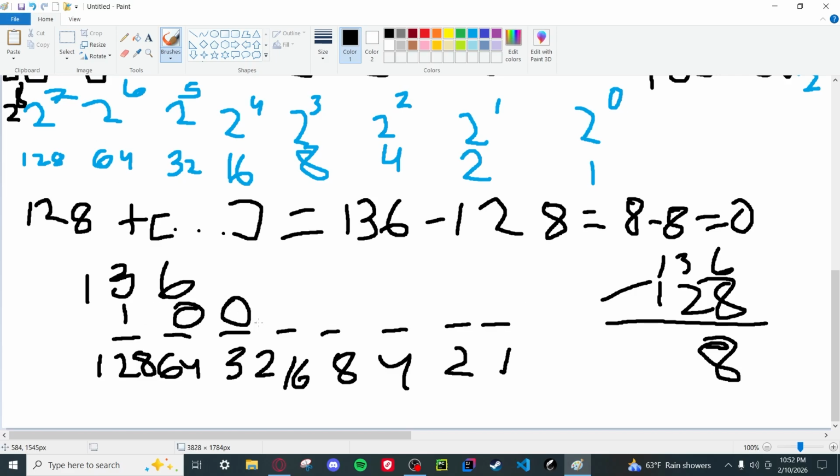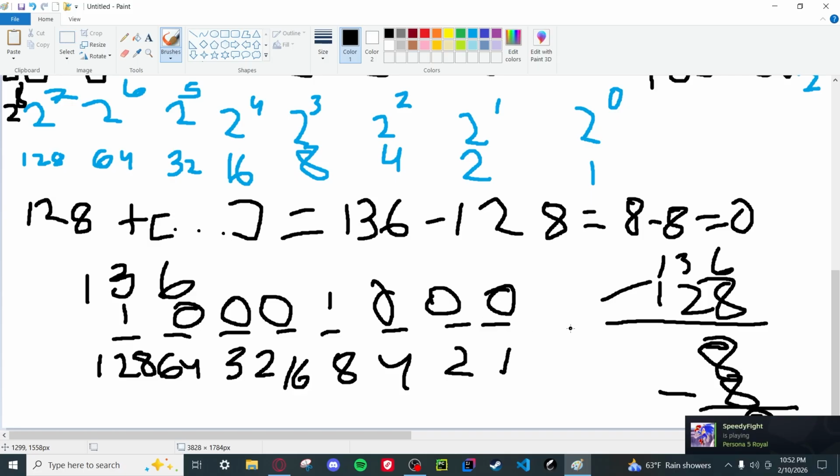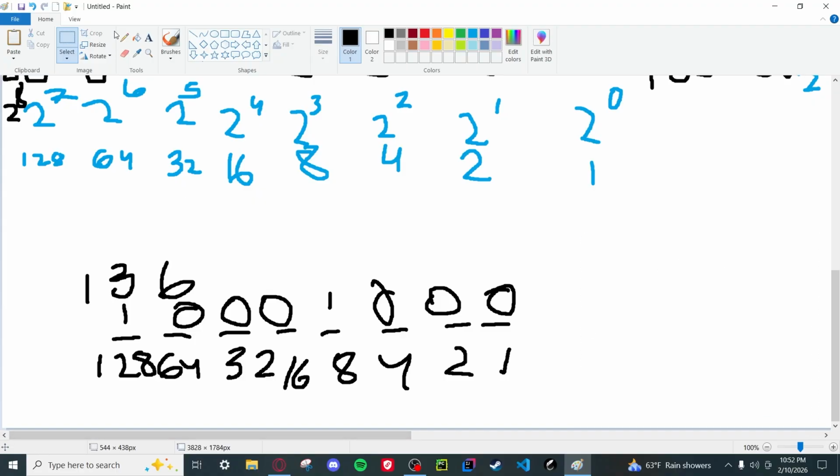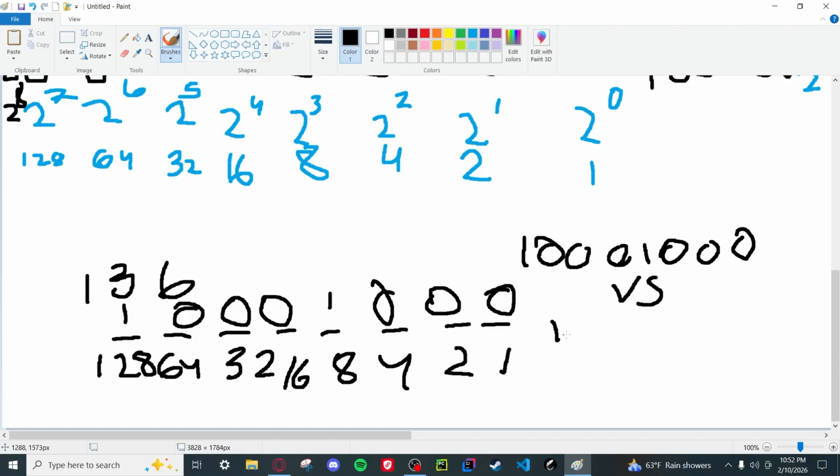Okay, that's too big, that's too big, that's too big. Oh, that's just 8. Let's go. Minus 8 gets 0. And just fill in the rest with zeros. It's crucial you fill in the rest with zeros, okay? Because there's a big difference from 1 0 0 0 1 0 0 versus 1 0 0 0 1.